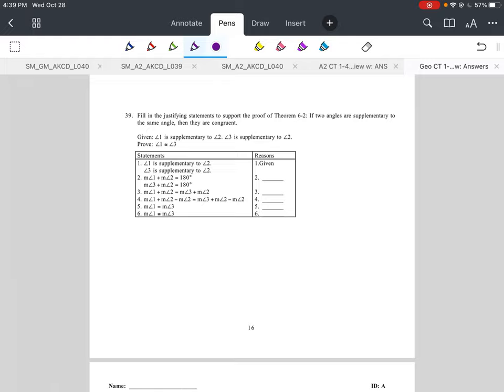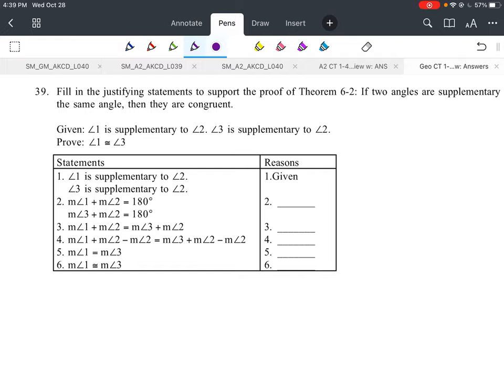Cool, so fun. All right, just a couple more, guys. Let's do this thing. Number 39. So we're gonna go through our steps here, and they gave us all the proof. We just gotta fill in the blanks here.